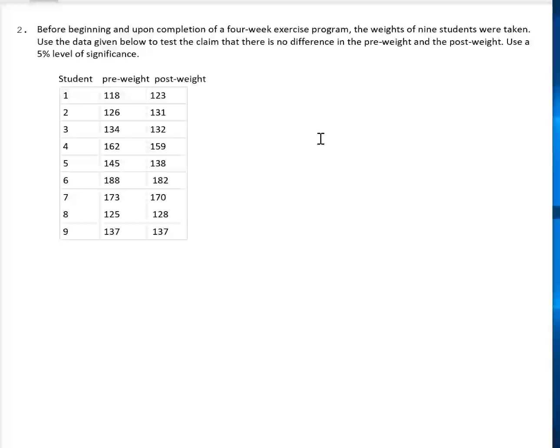Before beginning and upon completion of a 4-week exercise program, the weights of 9 students were taken. Use the data given below to test the claim that there is no difference in the pre-weight and the post-weight. Use a 5% level of significance. In this case, this is how we perform the test. First of all, you have to create a third column and do the difference right here. We call it D.